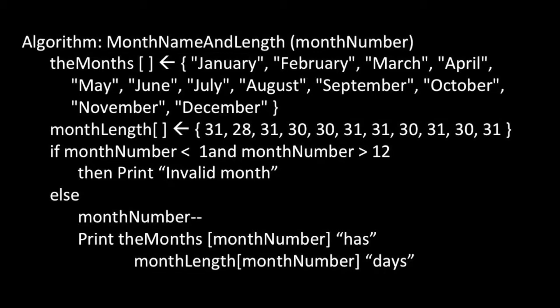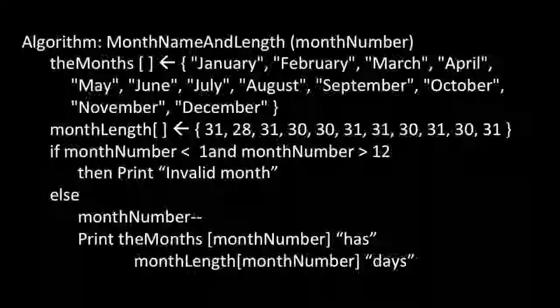The rest of the algorithm is pretty much the same. First, I'll check to make sure I've got a valid month, and if I don't, I'll print invalid month. Otherwise, I'll decrement the month number by 1, just like we did in the prior algorithm, and then I'll print out the month name has whatever number of days there are, days.